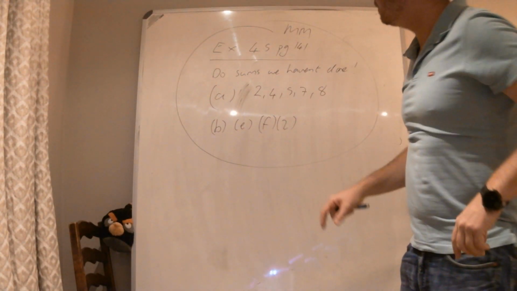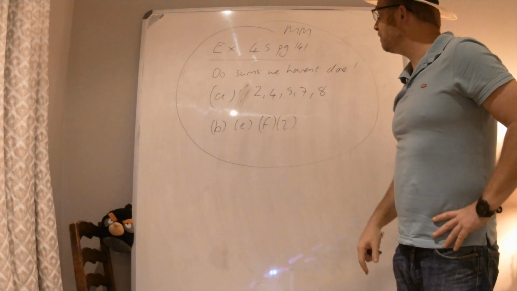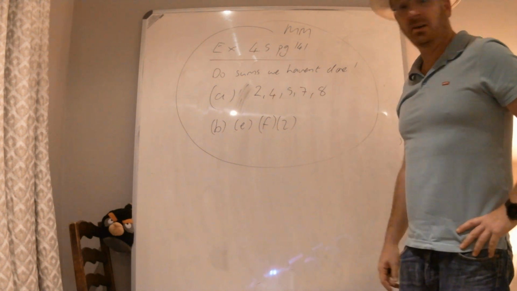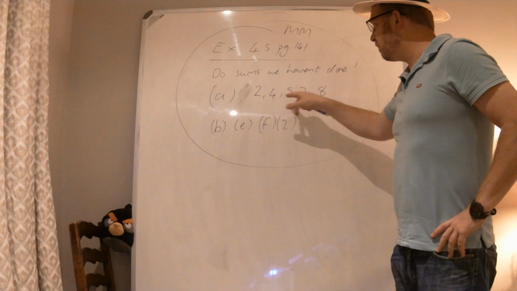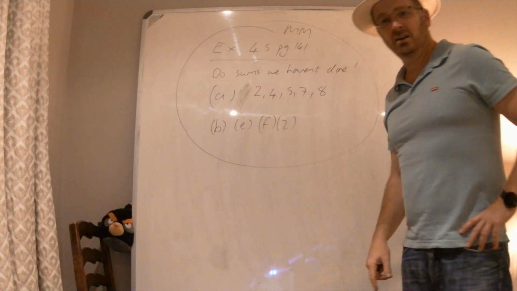Okay, so all that's left to do is on your own, when you get some time: Mind Bourne Maths, exercise 4.5, page 141. Do the sums that we didn't do on the video today. So it's A, 2, 4, 5, 7, and 8, and B, E, and F, 2. Have fun, and may the force be with you.